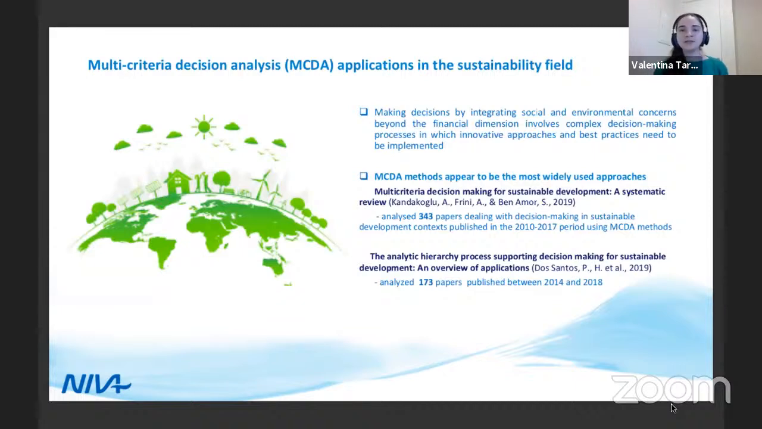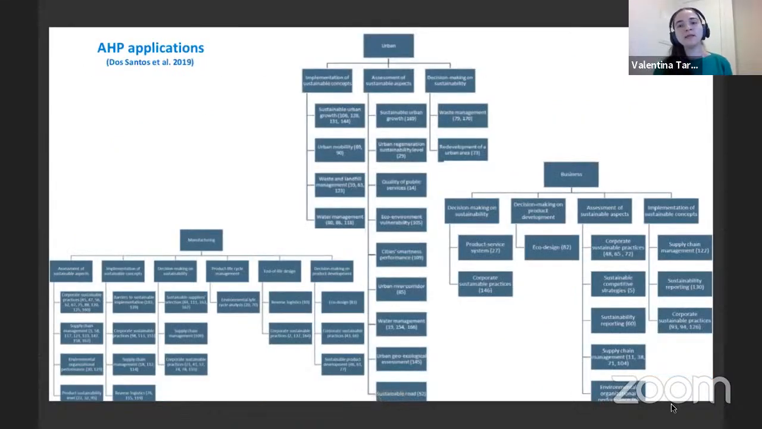To date, the multi-criteria decision methods appear to be the most widely used approaches in decision-making processes, and that goes beyond the financial dimension and integrates also social and environmental concerns. Among the multi-criteria decision methods used in the sustainability field, the AHP method is widely used by practitioners and decision makers alike, as illustrated in the next slide. Next slide, please. In the urban area, for instance, the AHP was used for assessing sustainability practices in urban regions, for instance, water and waste management, as well as the city's smartness, to which degrees different cities can be considered smart, the quality of sustainable public services, and so on and so forth.